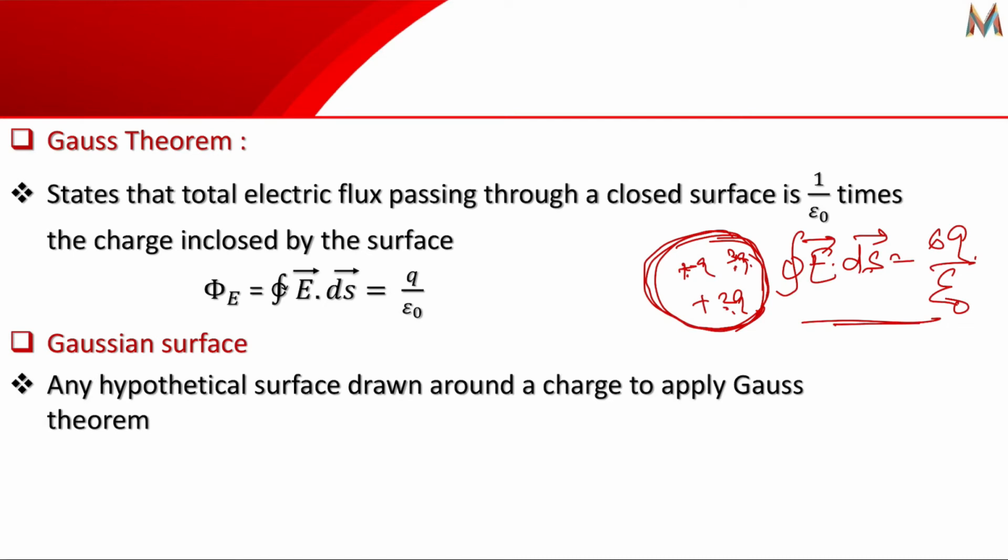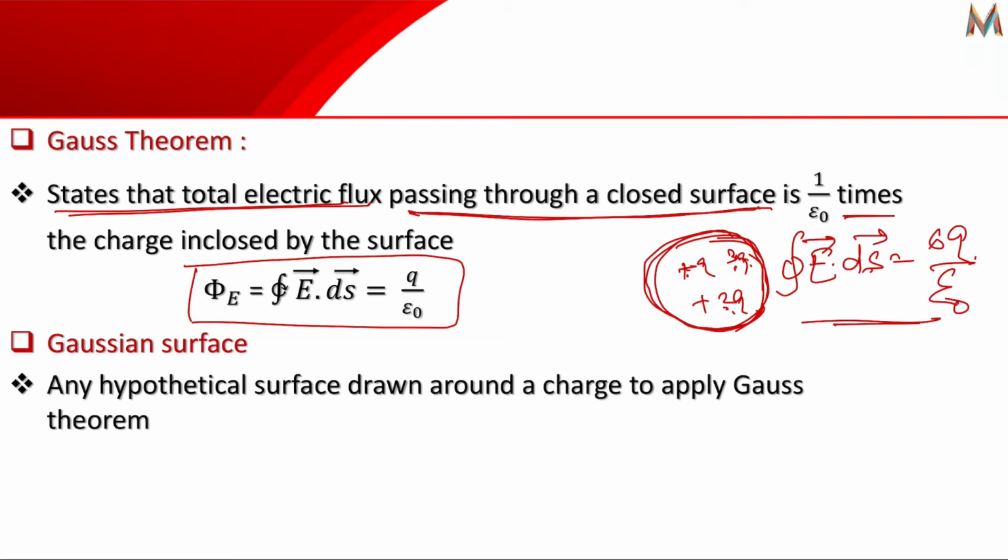Gauss theorem states that the total electric flux passing through any closed surface is 1 upon epsilon naught times the charge enclosed by the surface, and this is the mathematical form of the Gauss theorem. Gauss theorem is very, very important. We will discuss its applications, mostly for finding electric field, in coming videos.